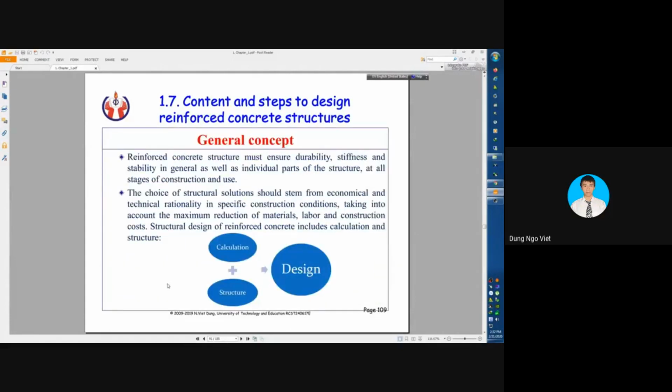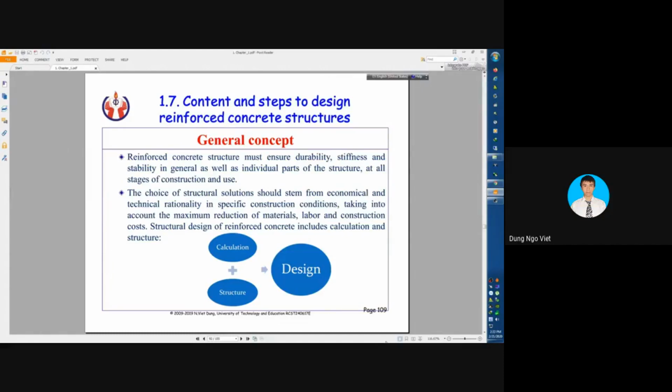So first, the general concept. Reinforced concrete structures must ensure durability, stiffness, and stability in general, as well as of individual parts of the structure at all stages of construction and use. And the choice of structural solutions should stem from economical and technical rationality in specific construction conditions, taking into account the maximum reduction of materials, labor, and construction costs.